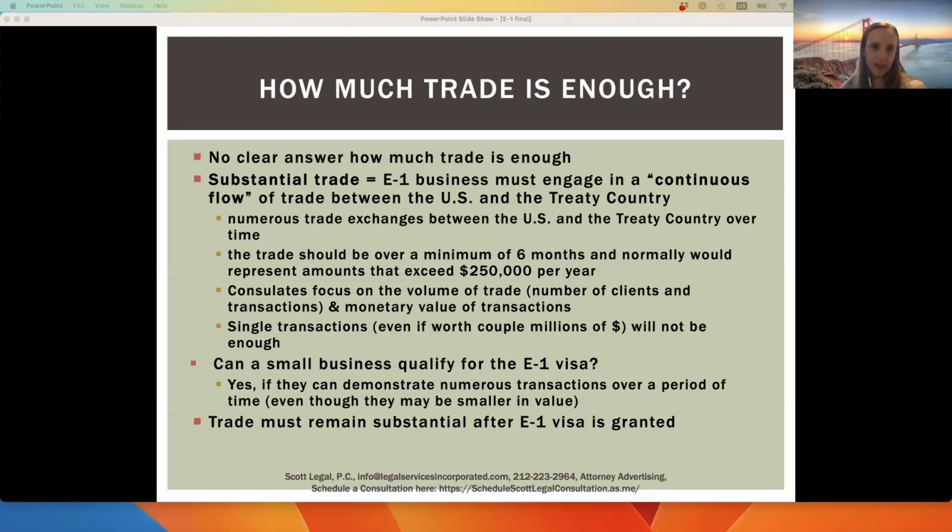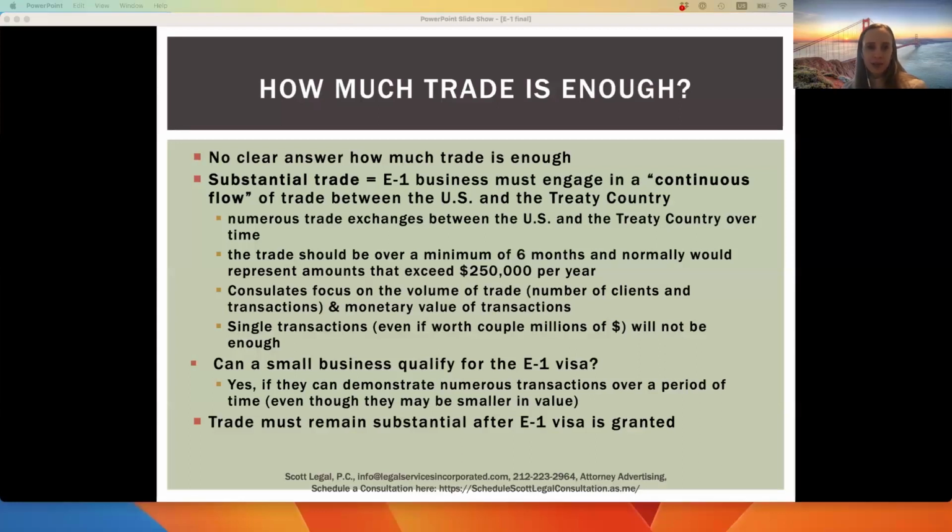So in this case, if the monetary value of your trade per year is on the lower side, but you have a lot of clients, it may be good to submit a business plan with your application, to explain how you plan to get additional clients in the future, to show that the trade will increase over time.